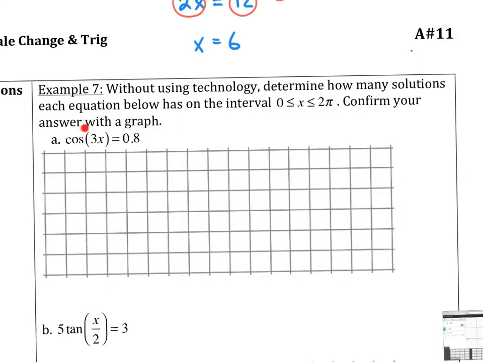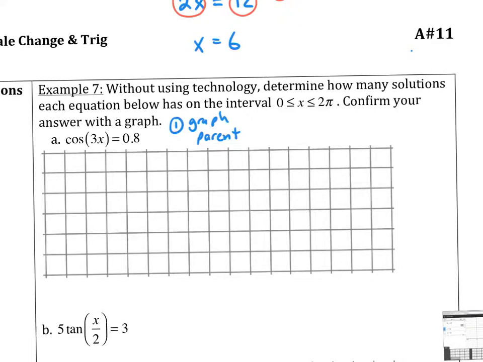So let's do that here. I am going to graph this function here, and I'm going to graph this function here on this. Now, in order for me to attack this one, I must see how it is transformed from my parent function, which is the cosine of x. So the first thing I'm going to do is graph the parent function of cosine x.